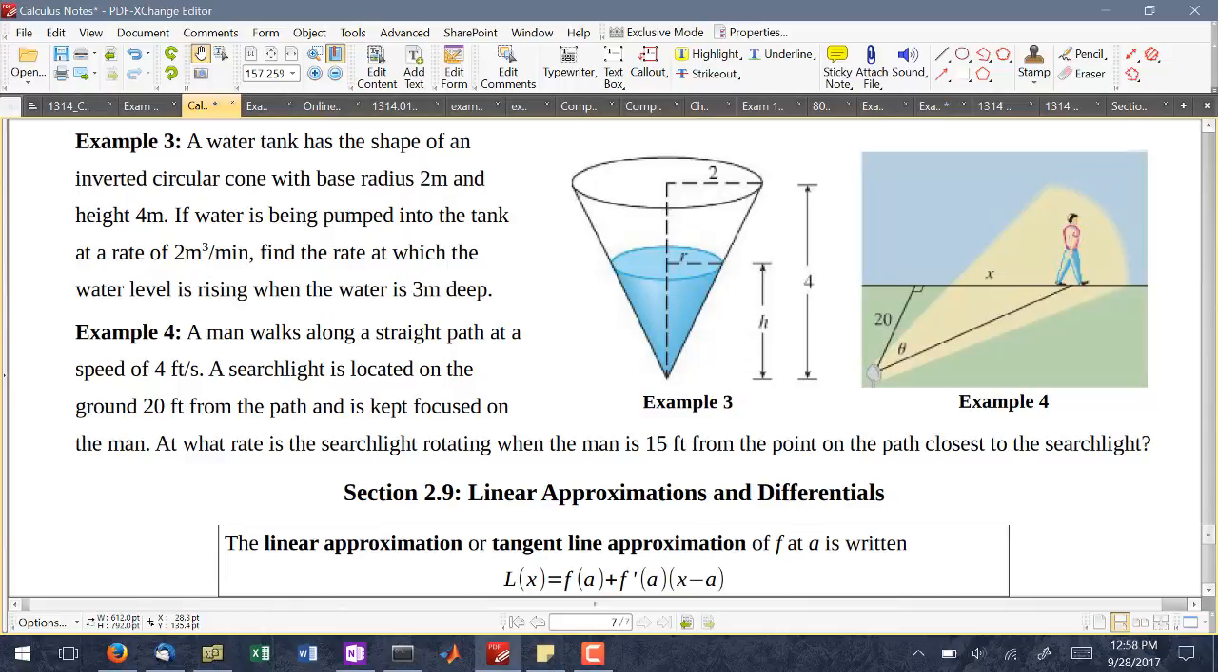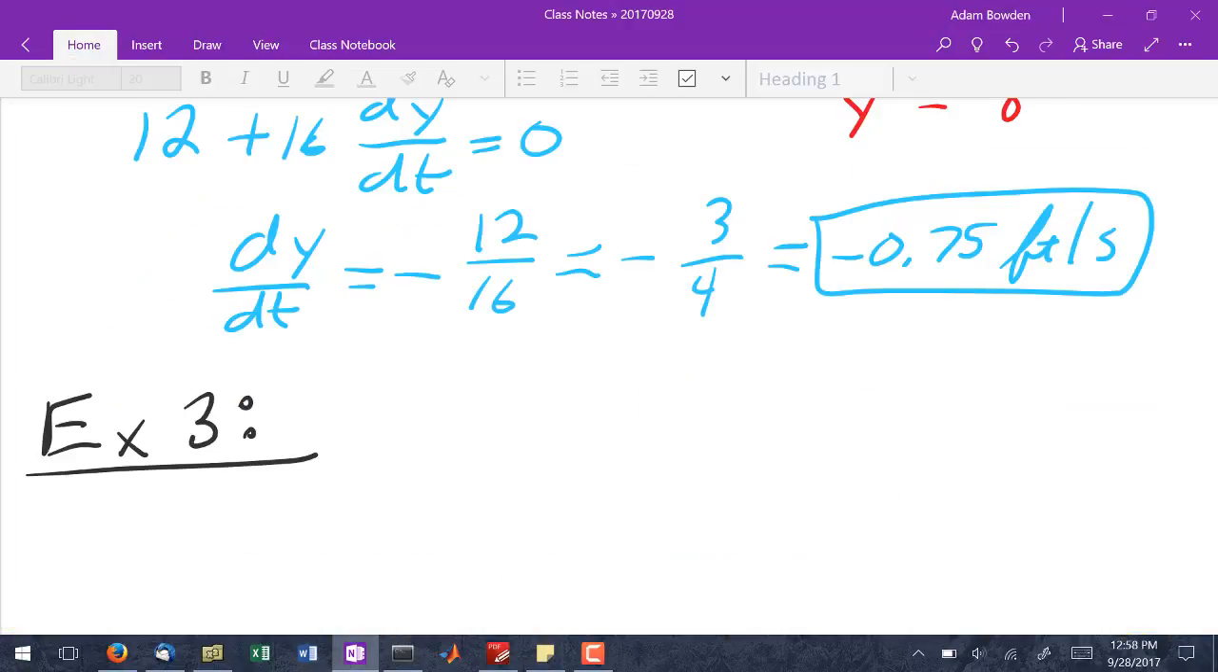So we want to know how fast is the rate of the water level rising when the water is 3 meters deep. Okay, so we have to specify at specific points. When it's 3 meters deep, what is the rate at which it's actually filling up? So let's go about doing this. Okay, so let's use some notation here.